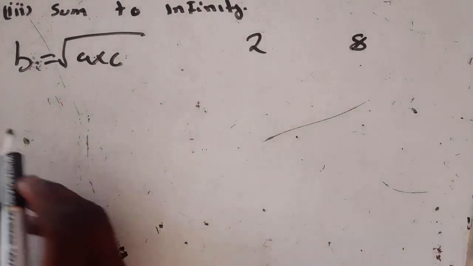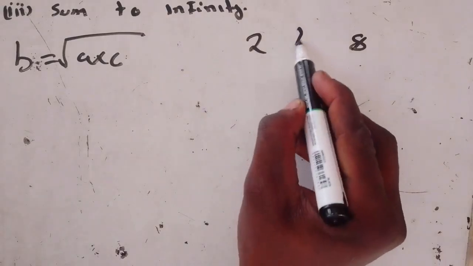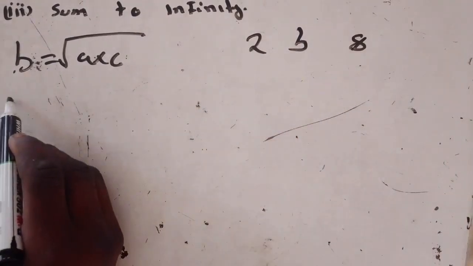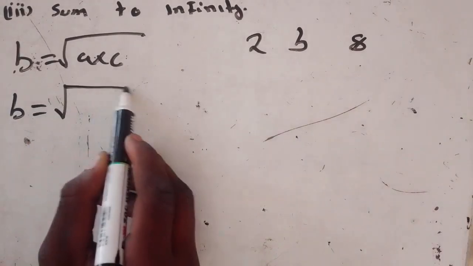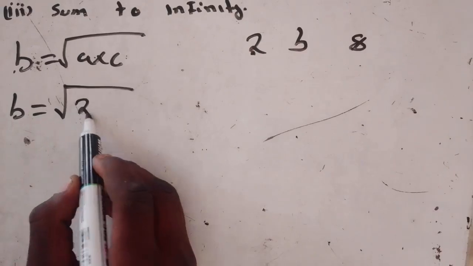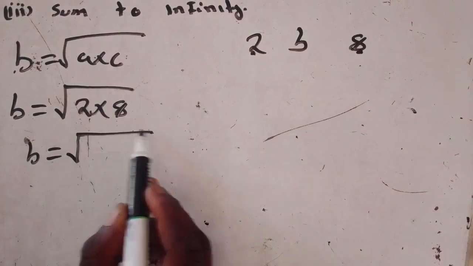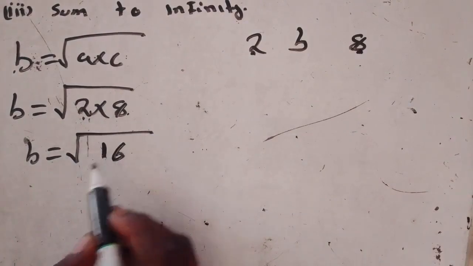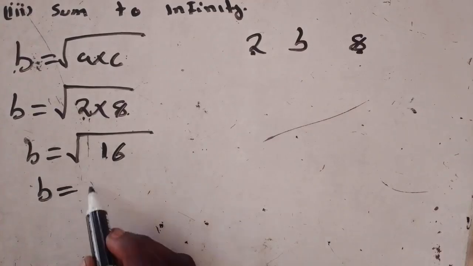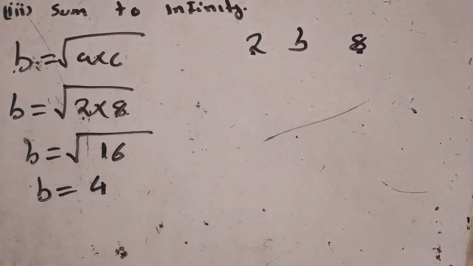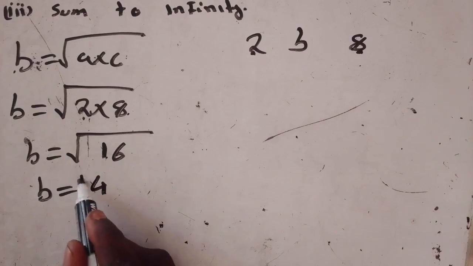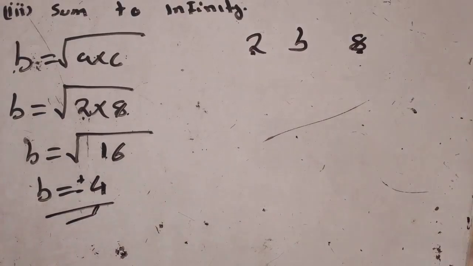So here there's B, which is the one we don't know. So we do B is equal to the square root of A, this one, multiplied by C, which is this one. So B is equal to the square root of this multiplied by this, we're going to have 16, so B will be 4. So B will be positive or negative 4. So this is how you find the mean for a GP.